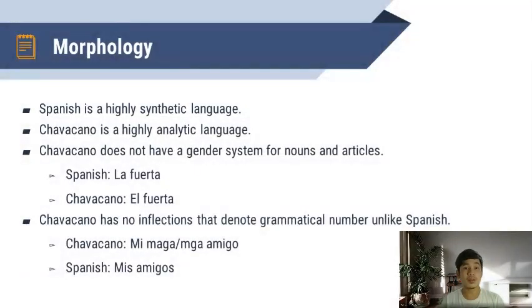Now we proceed to morphology. Morphology, by the way, refers to the structure of the word or the word formation process. Spanish is a highly synthetic language. When you say synthetic language, it means that the language is very rich in morphology. It is very rich in morphemes. Okay.